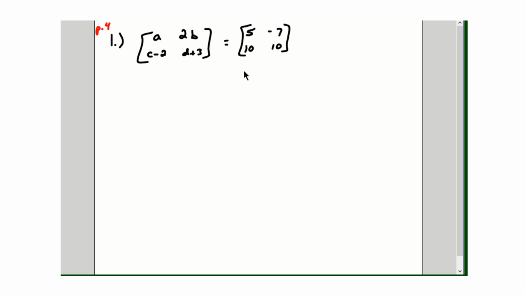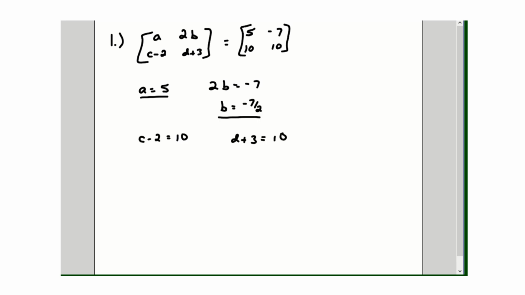Likewise, this entry has to be identical to that entry, so C minus 2 has got to equal 10, and D plus 3 has got to equal 10. So A is 5, 2B is -7, which makes B equal to -7/2, or -3.5. C minus 2 has got to equal 10, D plus 3 has got to equal 10, so C has to be 12, D has to be 7.